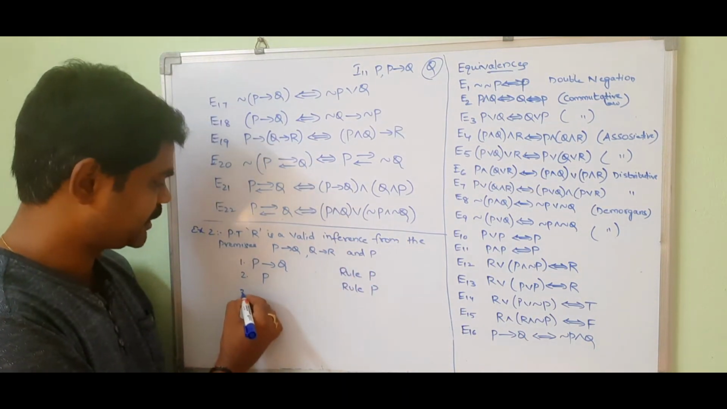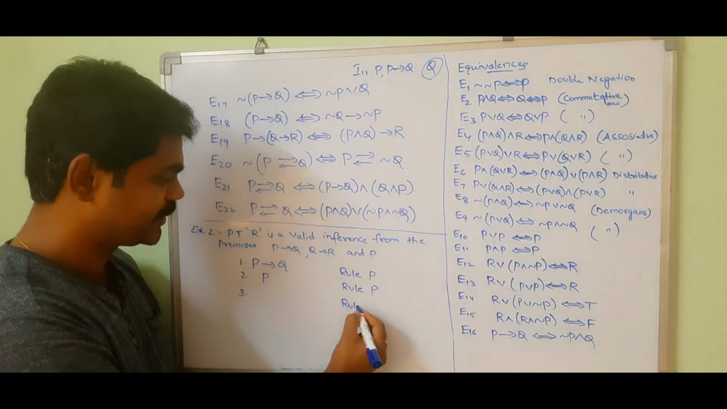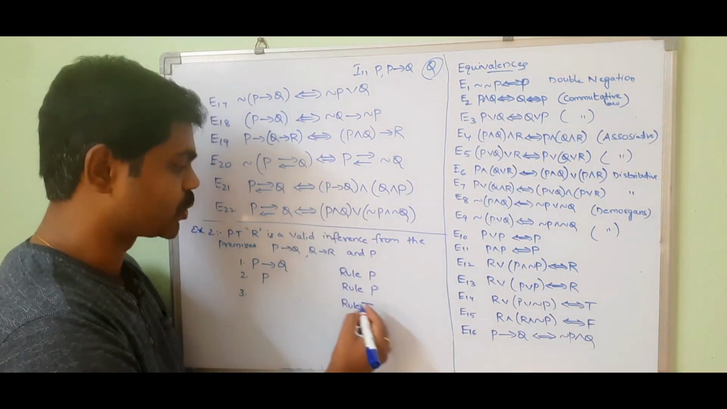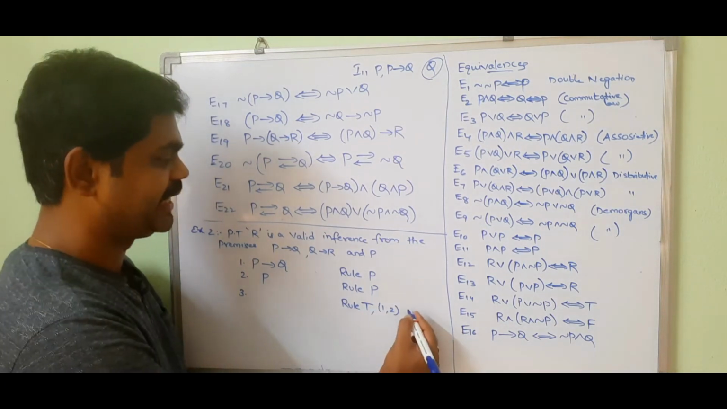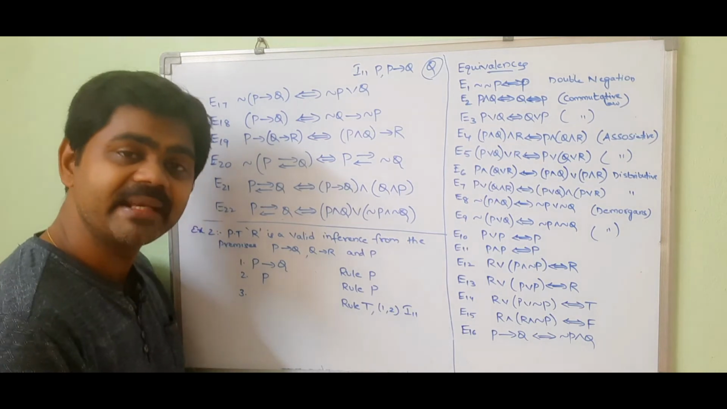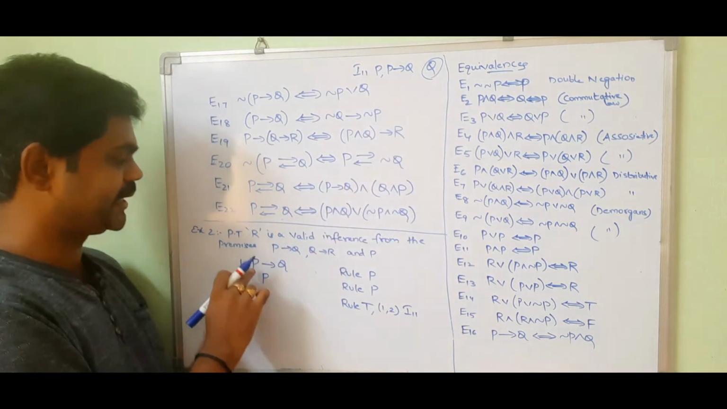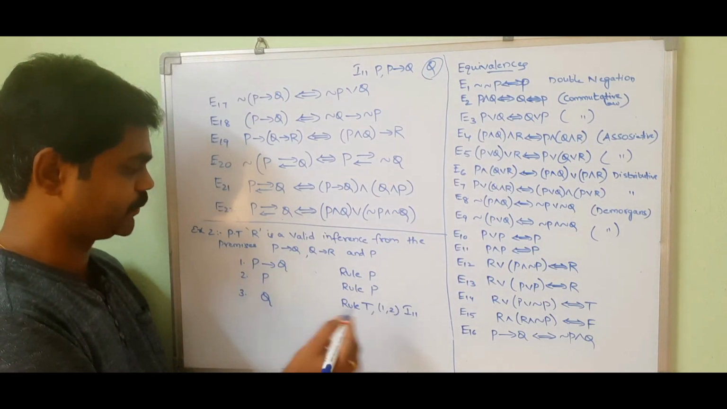And coming to the third one, here rule T. So what is rule T? You can utilize the previous ones. So rule T comma 1 comma 2 and I11. So what is I11? P comma P tends to Q will get Q. So here we have P tends to Q, we have P. What do we get? We get Q, right?